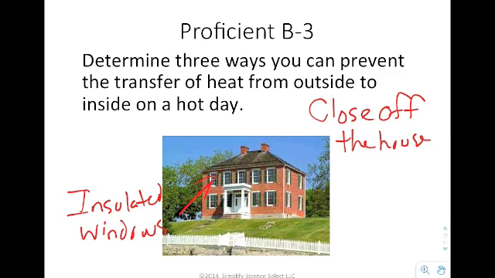The last thing you could do, and there's actually a whole bunch of things, is install ceiling fans. You can put reflective coatings on the roof. You can add insulation to the attic. There are lots of things you can do to prevent the transfer of heat. But the number one thing is closing off the house. If you can close off the house by closing the doors and making sure all your windows are sealed, that's the most efficient way of preventing heat transfer.